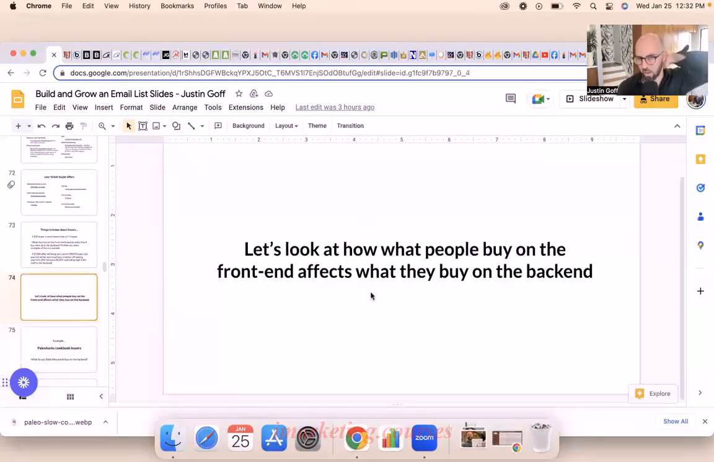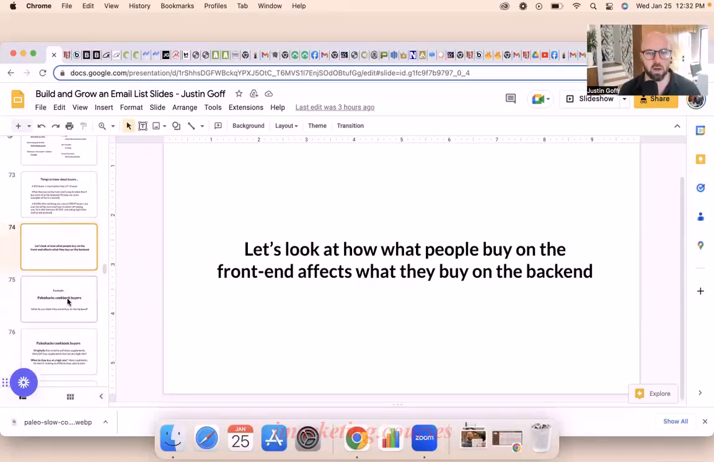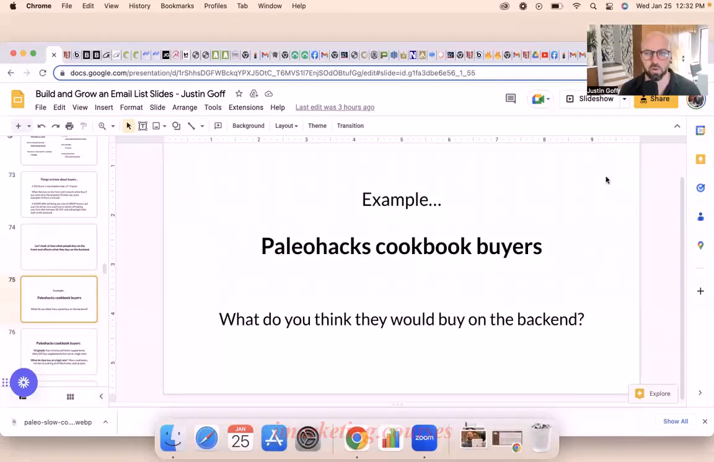All right, we're going to look at how what people buy on the front end affects what they buy on the back end. I want to get your guys's input on a couple of these things. I'm gonna pull up the chat. So Paleo Hacks cookbook buyers. If somebody bought a cookbook on the front end, let's say a keto diet or keto desserts or something, what do you think they would be likely to buy on the back end? Type it in the chat. Let me know.